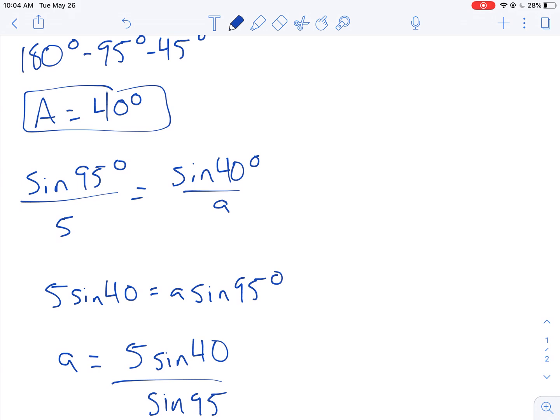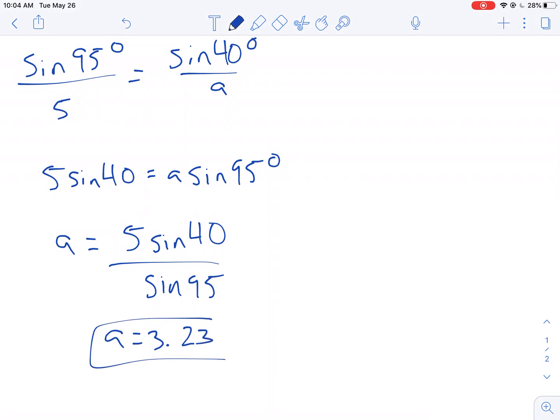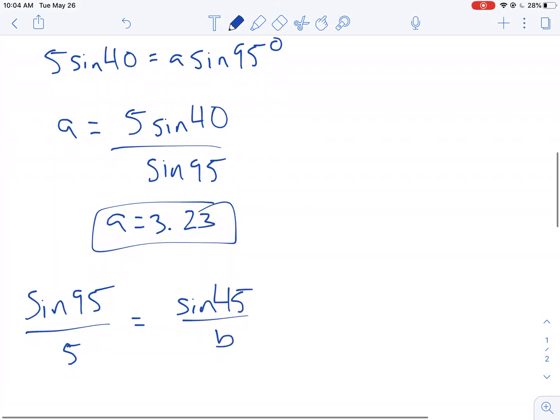We plug that in. 5 times the sine of 40 divided by the sine of 95, and we end up with A being equal to 3.23. Now we'll solve for B. Again, I'm going to work with the side lengths I know. Sine of 95 over 5 is equal to the sine of 45 over B.